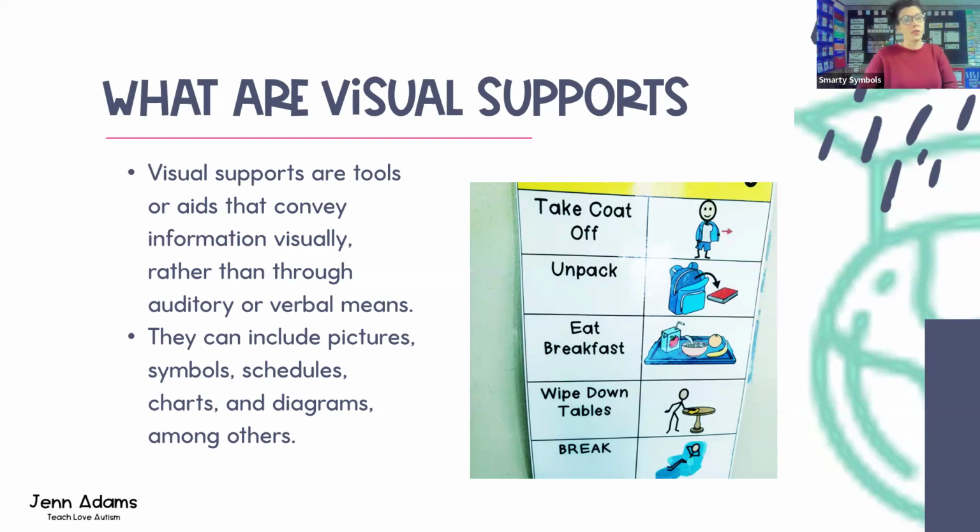So the picture on the screen here, this is just a simple little kind of mini schedule that I used to have in my classroom for my students for when they first came in, the things they needed to do. So we had the take off coat, unpack, eat breakfast, wipe down tables, and break.